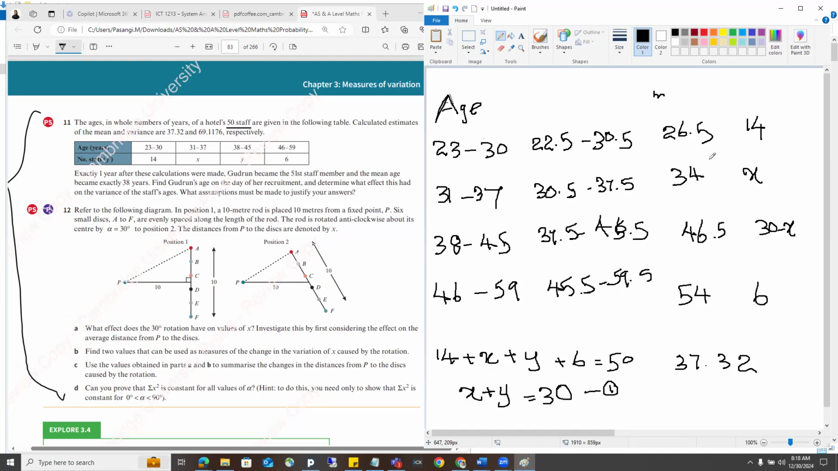Exactly 1 year. There's another part in the question they have asked: exactly 1 year after these calculations were made. We didn't read that part, right? Yeah, I really don't understand how to get that exactly. Like after 1 year, what should we do? Like for that part of the question.